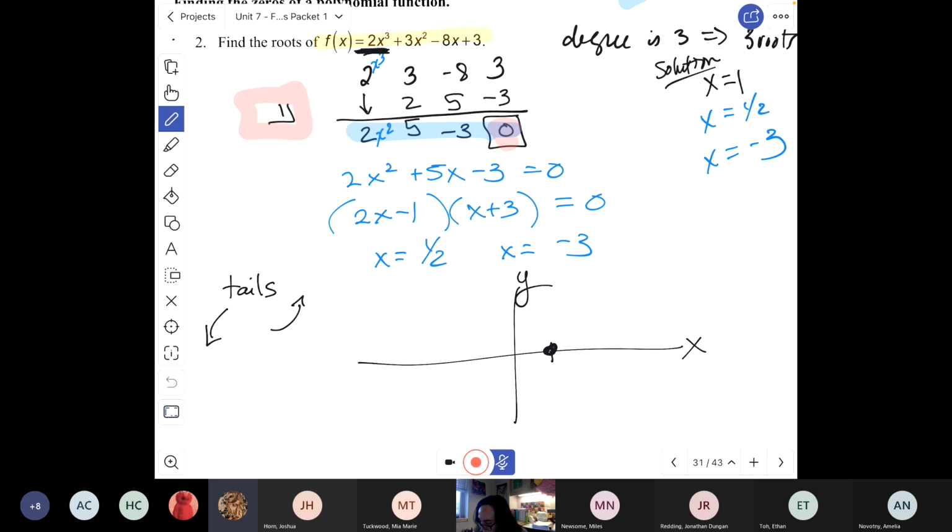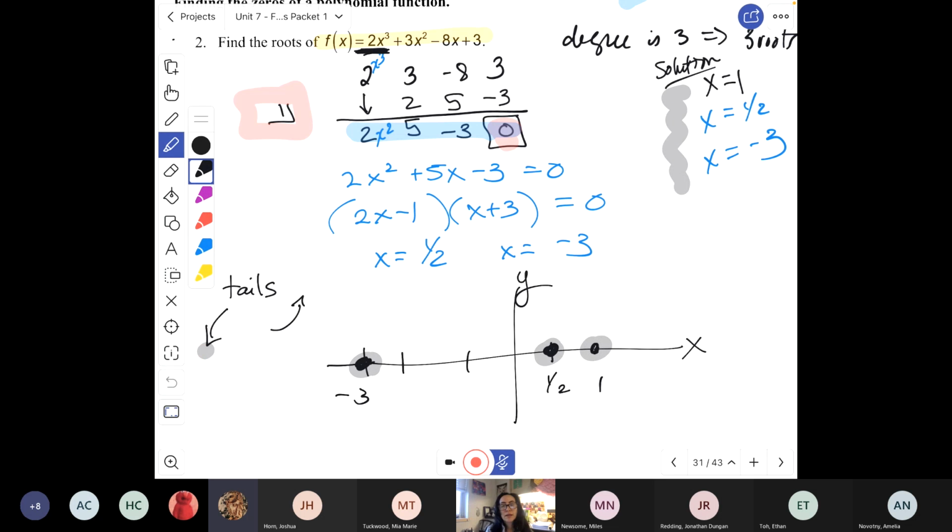Okay, so I'm going to plot my solutions. I know x equals 1/2 is a solution. Let me make this 1, and then let me make this -3. I know these solutions based on this. Now, I also know the multiplicity of each of those solutions. What is the multiplicity of each of these solutions? 1, 1, 1. Okay, so I know I'm passing through the x-axis at each of these values.